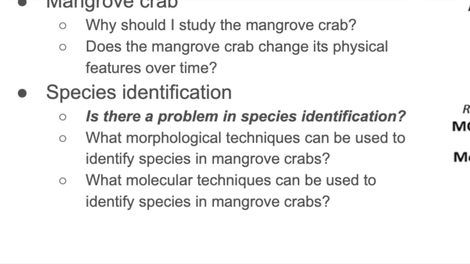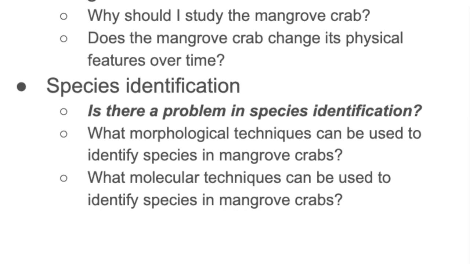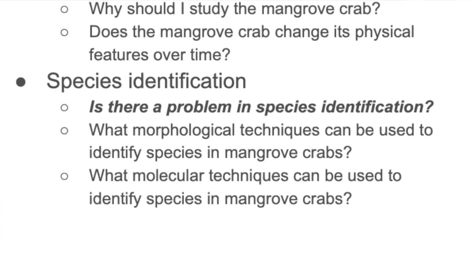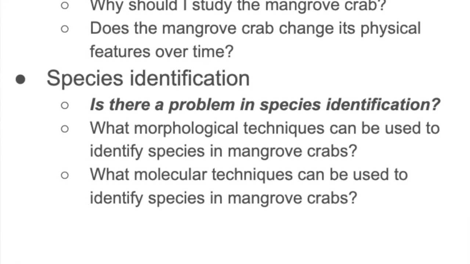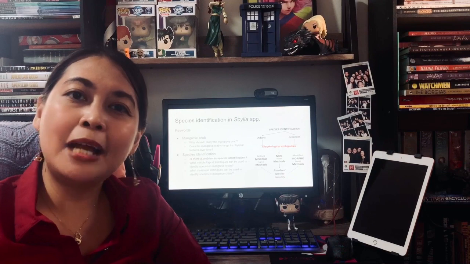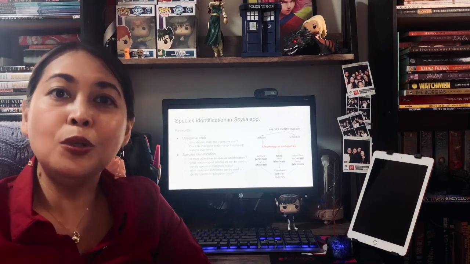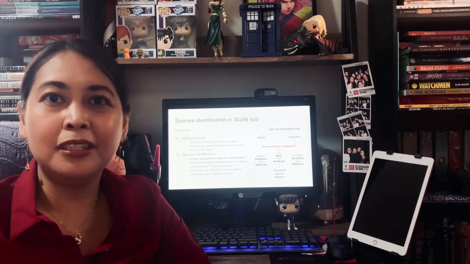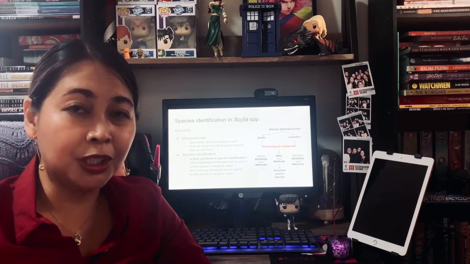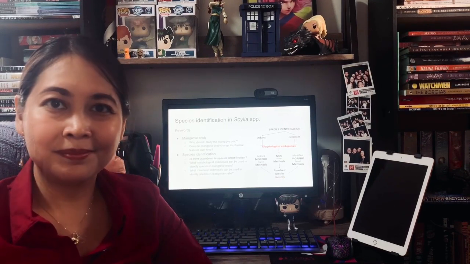One, on whether or not mangrove crabs are important to study, and second, if the problem I've identified is actually a real problem. Once I've established that, I can then move on to looking at the different methods of species identification, both morphological and molecular.